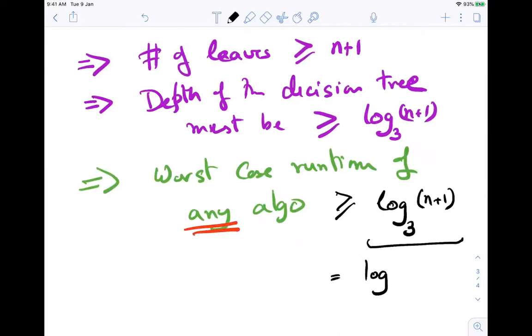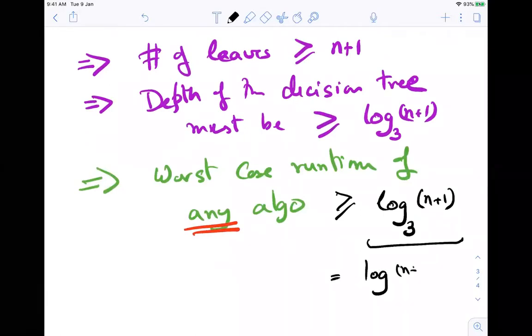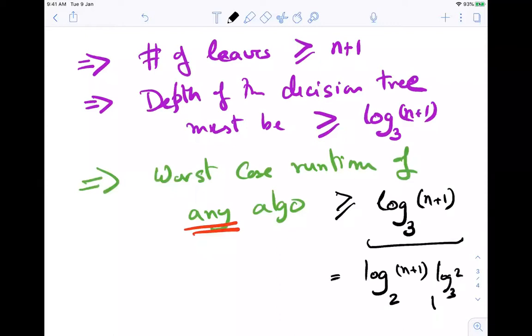I mean, this is something you all know, right? log n plus 1 base 2 into log 2 base 3. And log 2 base 3 is a constant. It is just a constant multiple of log n base 2. And that's, yeah, go ahead.